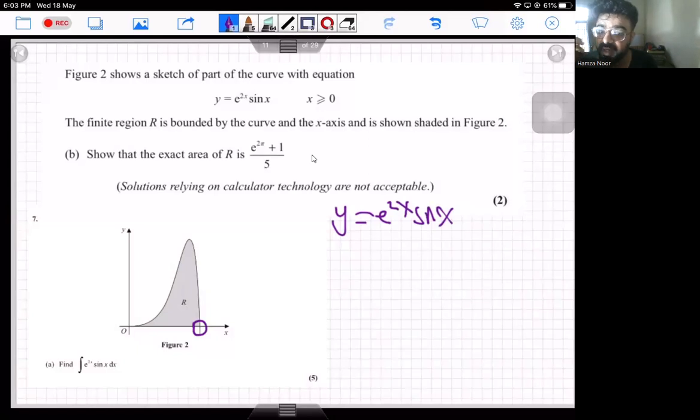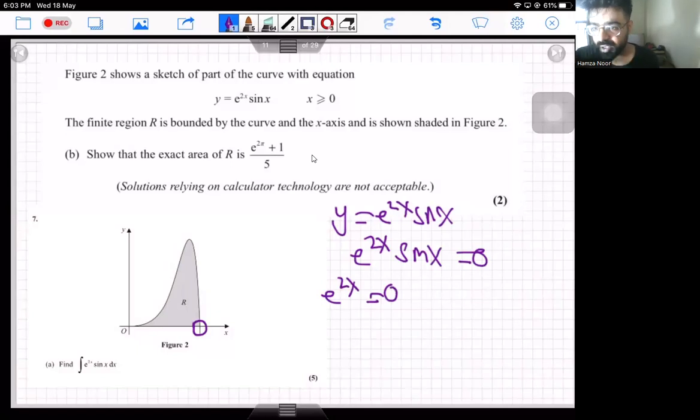So we are actually trying to find the root of this equation, e raised to the power 2x multiplied by sine x equals 0. First of all, consider e raised to the power 2x equal to 0. In order to make x the subject over here, you have to take ln on both sides, and ln 0 is undefined over here. Therefore, there is no solution to this.